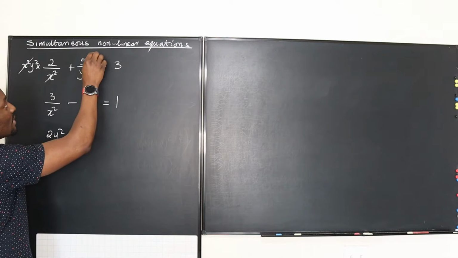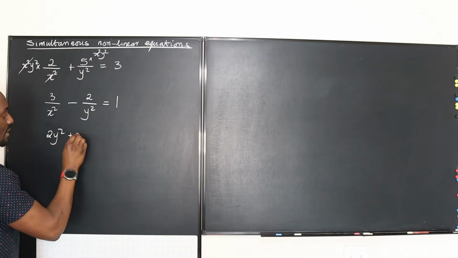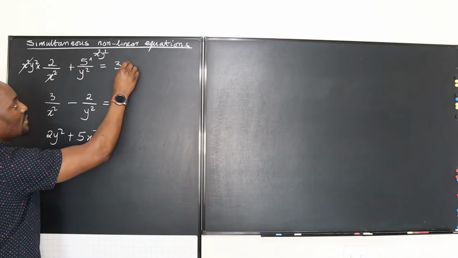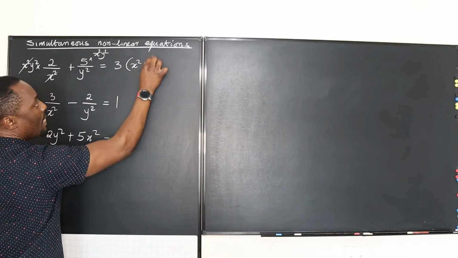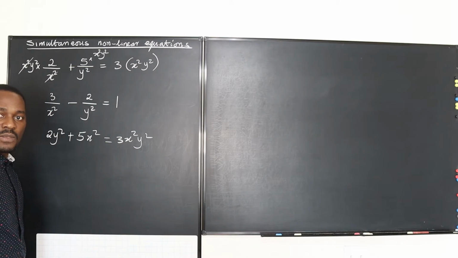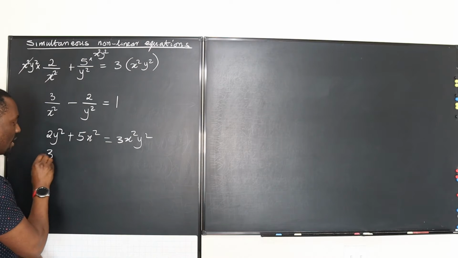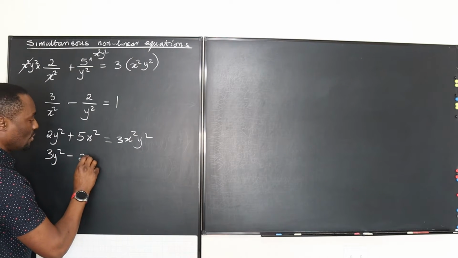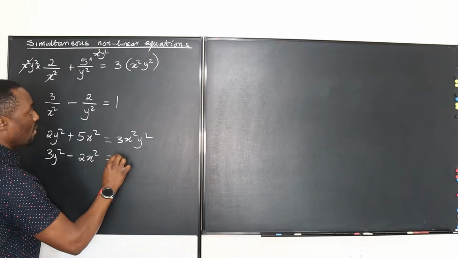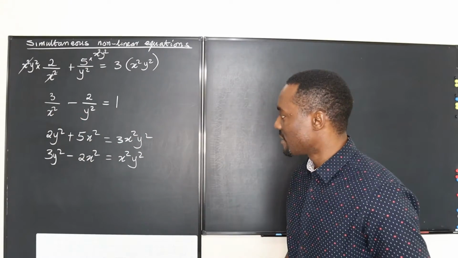Similarly, you do the same thing, x squared y squared times this. This is going to cancel this. You have plus 5x squared. And x squared y squared here is just going to give you 3x squared y squared. That's what you've got. Okay, you see we're not substituting. Now, if you do the same thing here, you're going to end up with 3y squared minus 2x squared equals x squared y squared.